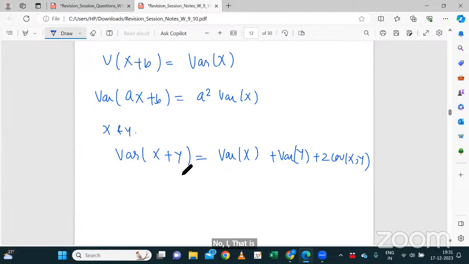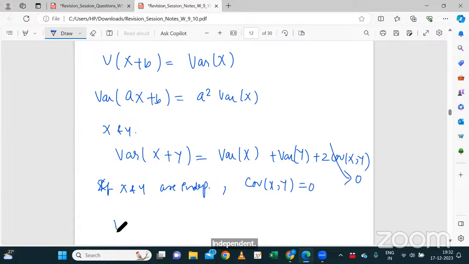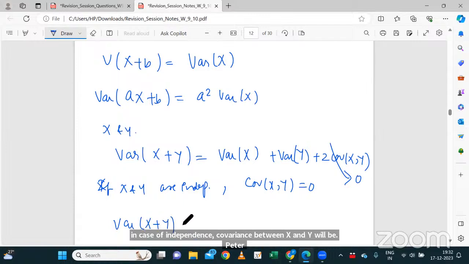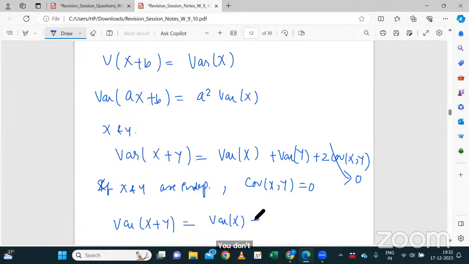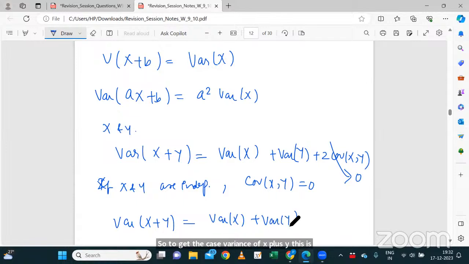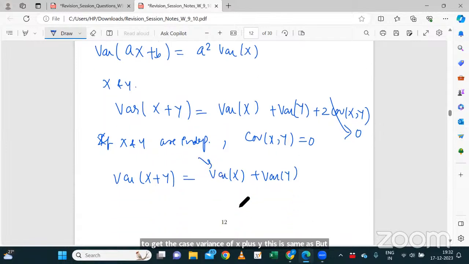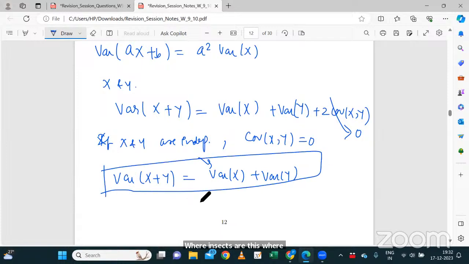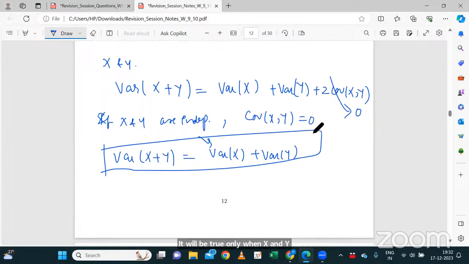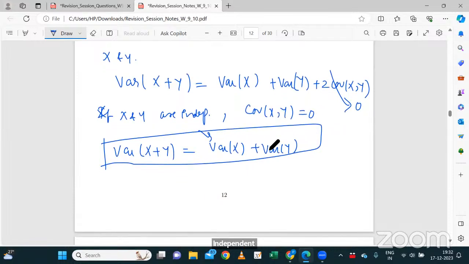If there is no information about the independence of x and y, we cannot say it in general. In case of independence, covariance between x and y will be 0. So variance of x plus y is the same as variance of x plus variance of y. It will be true only when x and y are independent. You can't say it in general.